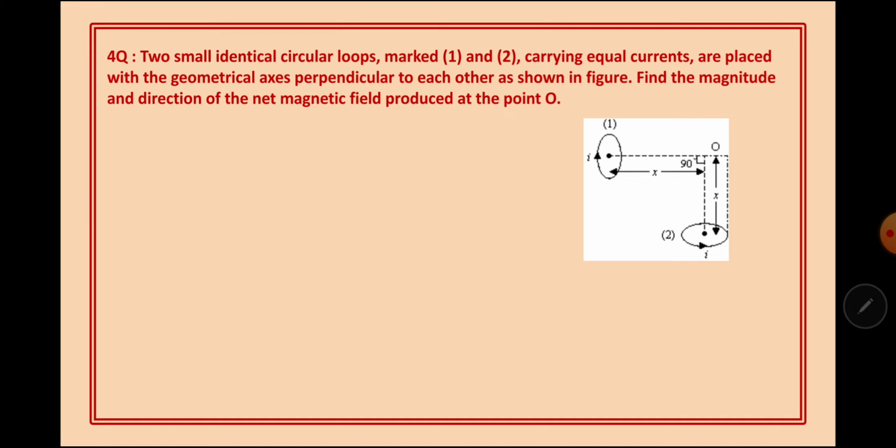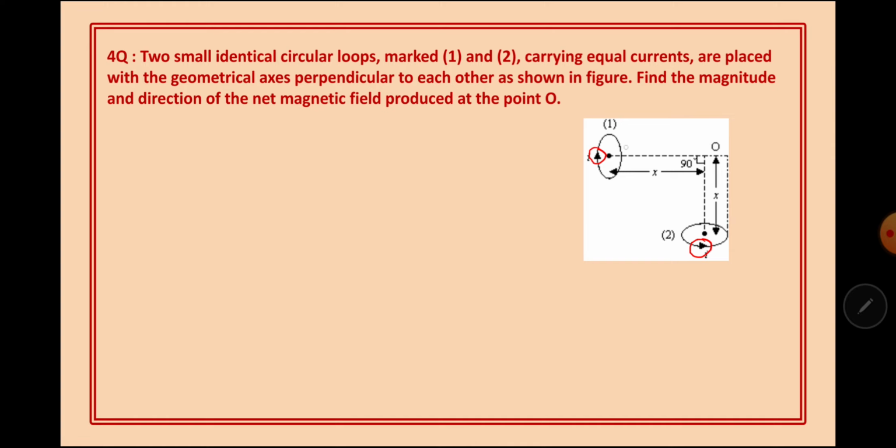Now students, here the diagram is in 2 dimensions. I need to recognize the direction of current as I see it while standing at point O. I'm going to assume that this end is the top end of the loop and this end is the front end of the loop. So if I apply the right hand palm rule to find the direction of field for loop 1, if I curl the fingers of my right hand in the direction of current, then the thumb will point in the direction of magnetic field.